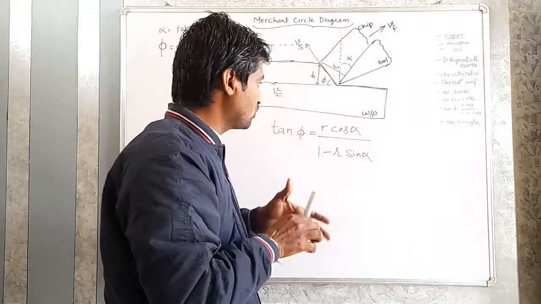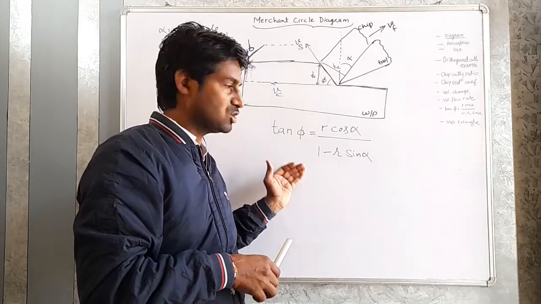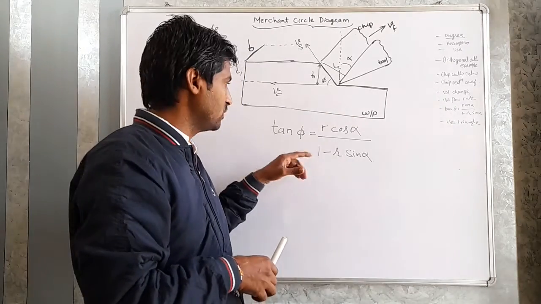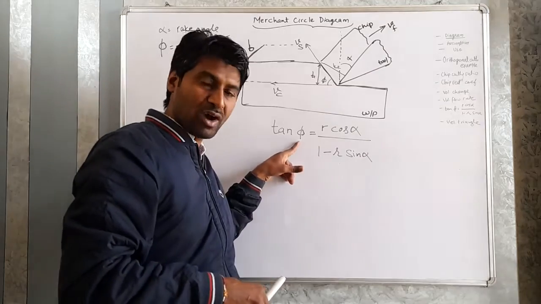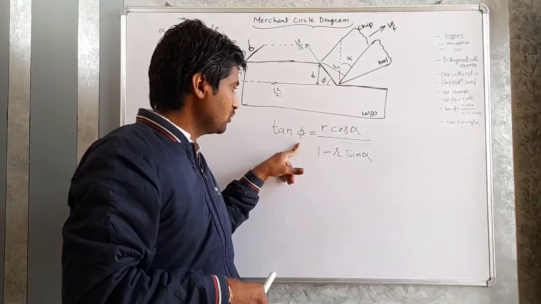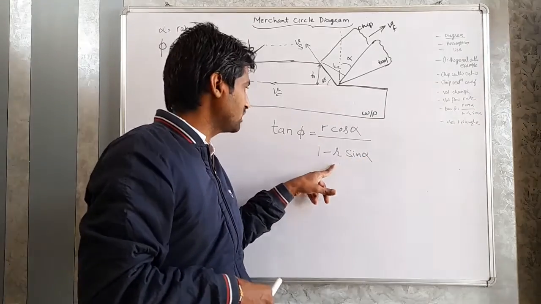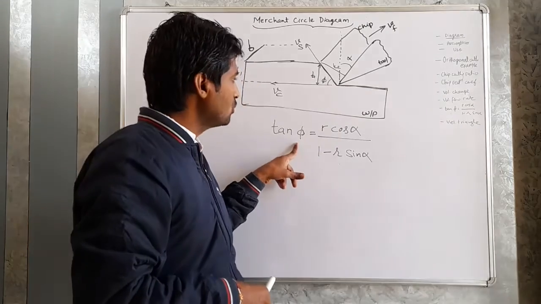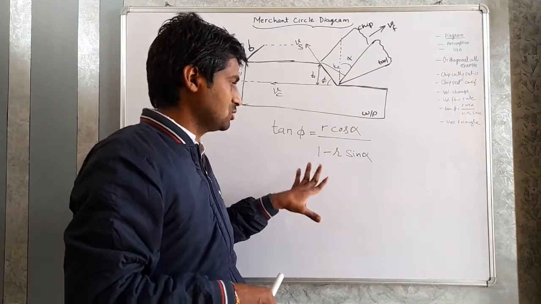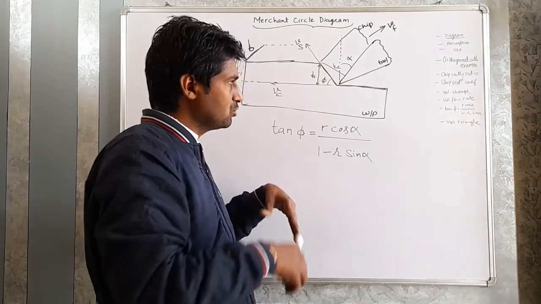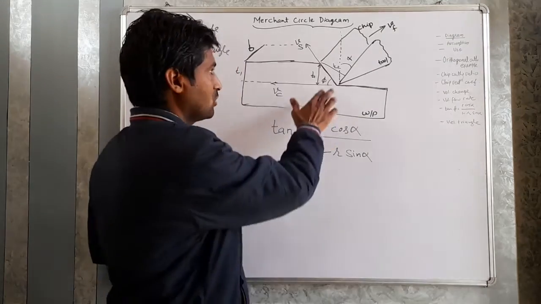Why are we deriving this formula? Because this will help us to draw the Merchant circle diagram. It is very important to draw the Merchant circle diagram because we need this phi shear angle there, and we calculate phi with the help of this diagram. If we know the value of alpha and R, then we can calculate phi. So we will derive this formula. You don't have to remember this formula. It is not easy to remember always. You can derive this formula very fast from this diagram.